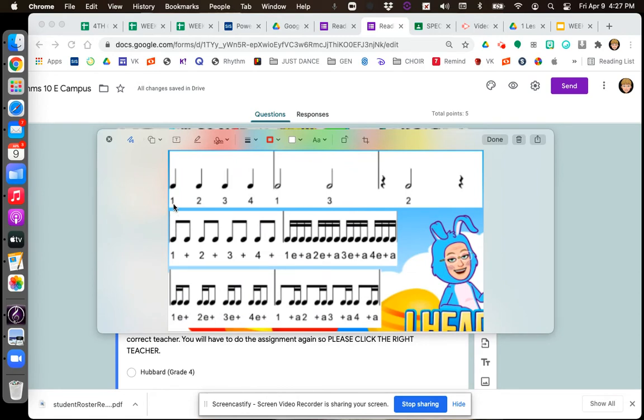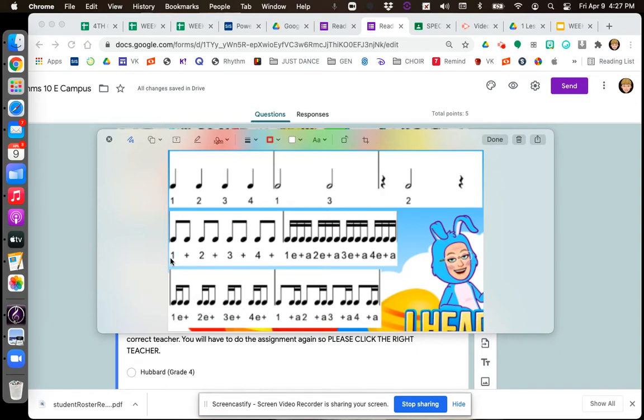Quarter notes, 1, 2, 3, 4, depending on which beat they fall into. A quarter note in the fourth beat would be called 4. Half notes, 1, 3. Half notes get 2 beats. Here is my hidden second beat and my hidden fourth beat. If it happens to fall on the second beat, I would say 2.